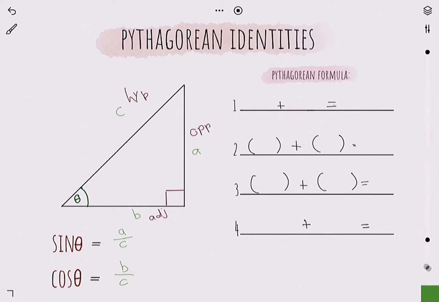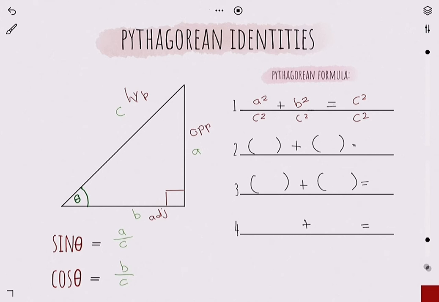Now let's move on to the Pythagorean formula. So the Pythagorean formula is A squared plus B squared equals C squared. C is always the hypotenuse, and the other two sides are A and B. So now that you've written down your formula, the next step is you divide each side by C squared. So A squared over C squared, B squared over C squared, and C squared over C squared.